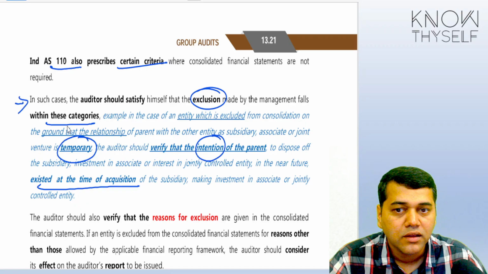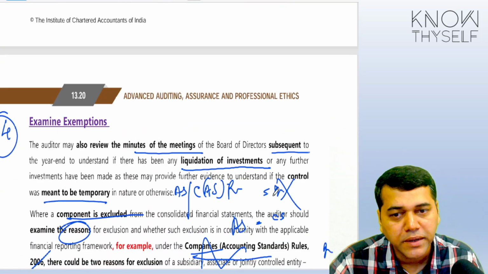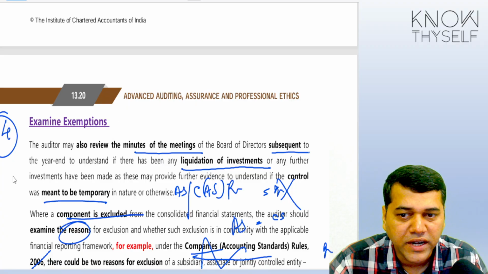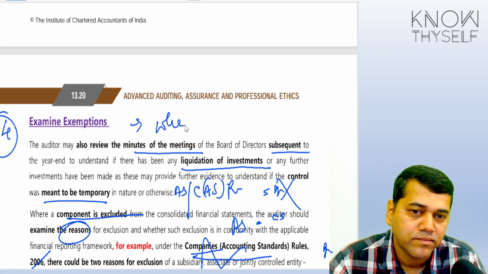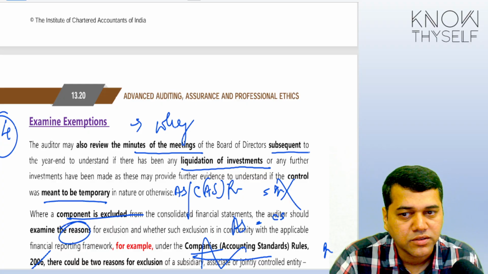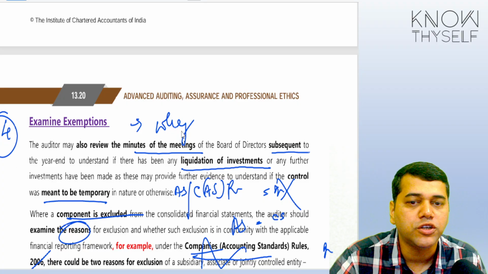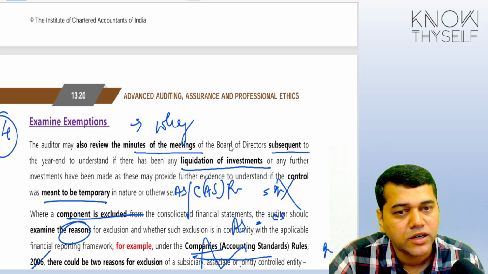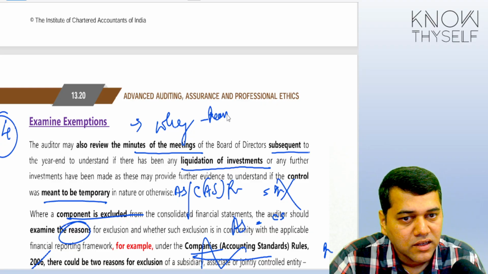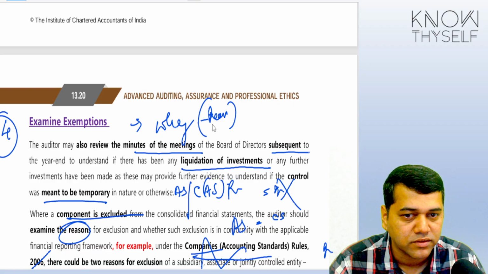You can note this example. Okay, so you can tell what is examining the exemptions. If anybody has been left out, point number 1, look why. You can tell like that. Examine the exemptions. This is the 4th procedure you need to perform. The first question you need to check is why it is excluded. The reason. Is it because of this? Is it because of this? Is it because of this? That means there are 4 reasons.